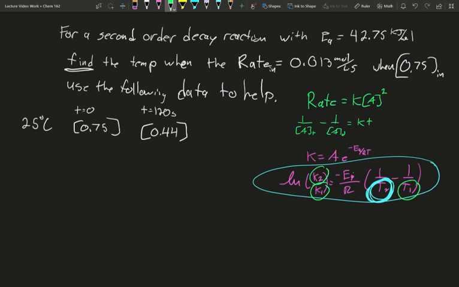We're given the activation energy, so we're good there. And, well, I do have some temp data. So probably temp 1 is related to that info over there. And so arguably I do have temp 1, and it's going to be 298.15 Kelvin. That means somehow I have to get K1 from that data.